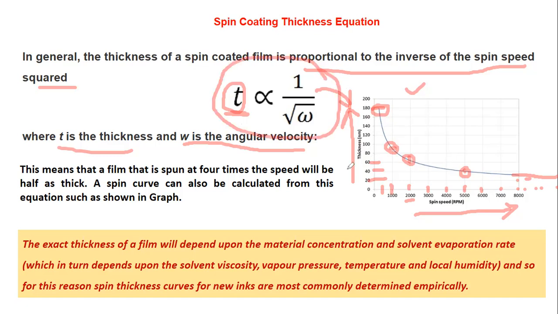This is the spin coating thickness equation, and for that purpose you need only the angular velocity, which you can obtain from the spin coater machine. The spin coater is a digital machine with a digital panel, like a digital watch, which automatically shows the spin rate and angular velocity. If you put that omega value into 1 upon under root omega, you can calculate the thickness.